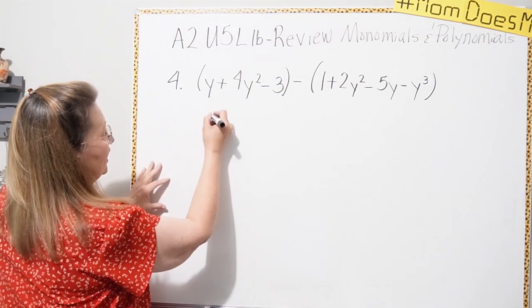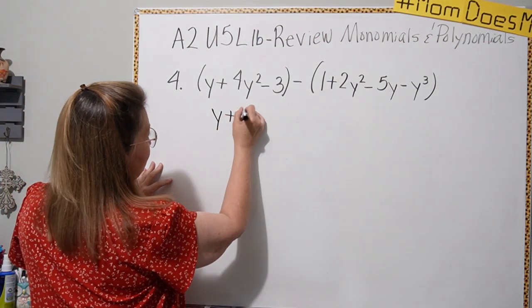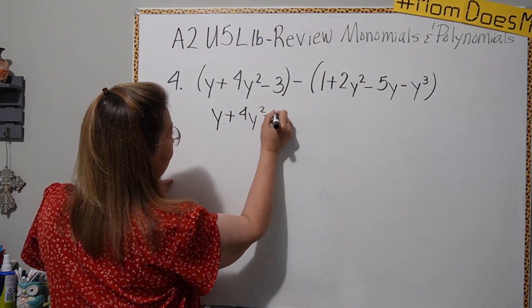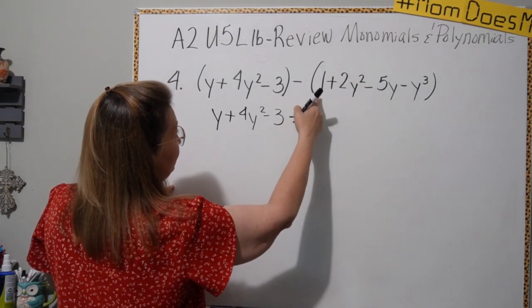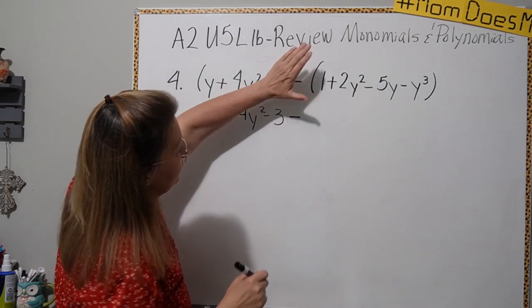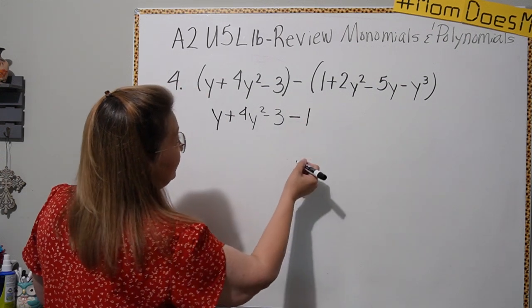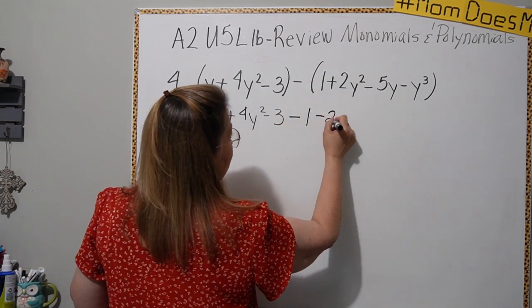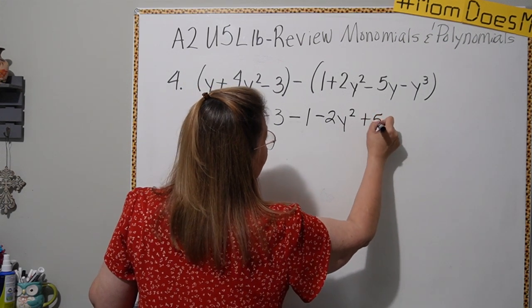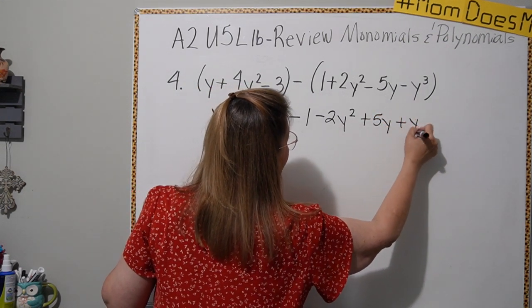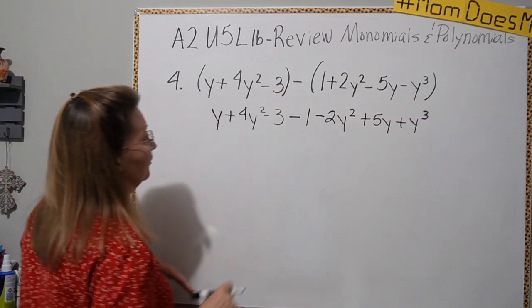Nothing is going to change about your first set. You're technically distributing that positive 1. Now when I distribute the minus, it's going to change everything. Right now this 1 is positive, but when I distribute the minus, it becomes negative. This is going to become a negative 2y squared. Now this is going to become a positive 5y and a positive y to the third. So that was the hard part.